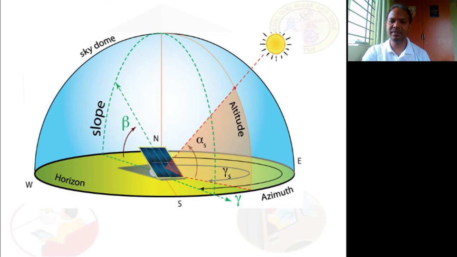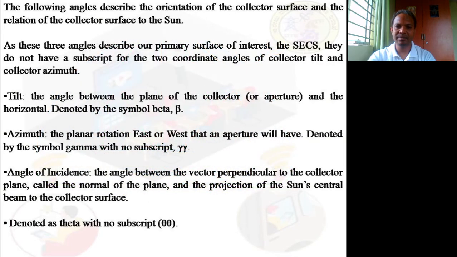If you take the angle of incidence, this angle varies between 0 to 90 degrees. Is that clear? Now if I want to talk about the zenith angle, it must be positive and should be between 90 to 180 degrees. Okay, this is the idea behind these things. Now if you want to talk about the angle of incidence, it is the angle between the vector perpendicular to the collector plane, called the normal to the plane, and the projection of the sun's central beam onto the collector surface, and this angle of incidence varies between 0 to 90 degrees.